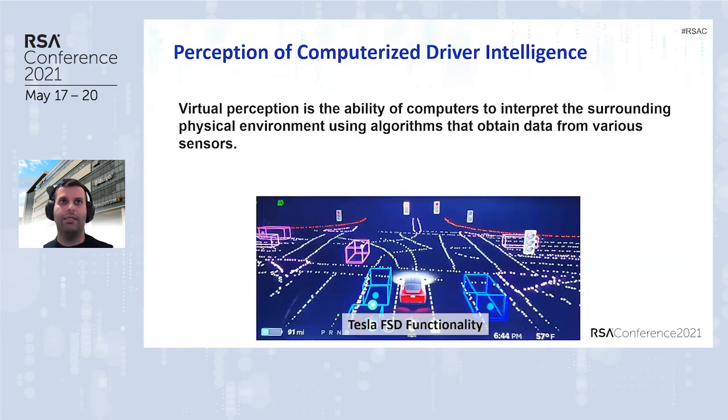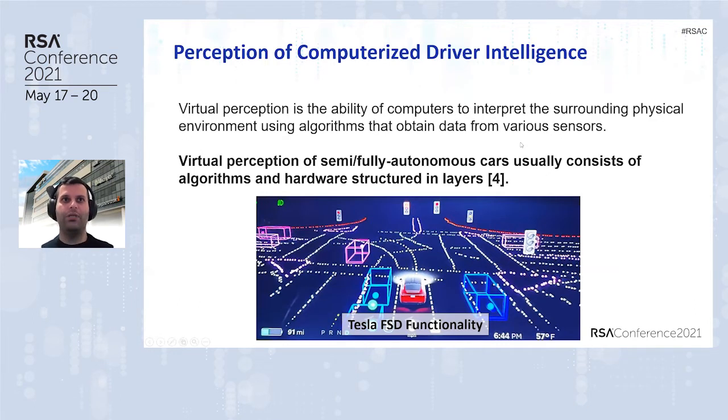So let's start by discussing the perception of computerized driver intelligence. Virtual perception is the ability to interpret the surrounding physical environment using algorithms that obtain data from various sensors. Virtual perception of semi or fully autonomous cars usually consists of algorithms and hardware structured in 4 layers. As you can see at the bottom, there is a picture taken from the dashboard of a Tesla with the full self-driving functionality. Now let's understand exactly the layers of virtual perception.